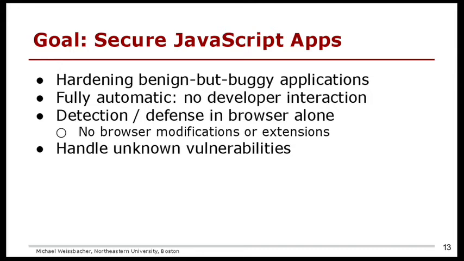So we didn't want to change the browser, or we didn't want to write an extension. We want to do this all in JavaScript, and probably most importantly, we want to handle unknown vulnerabilities. So we didn't want to act on a list of signatures which we check in the browser. We want to deal with these unknowns.